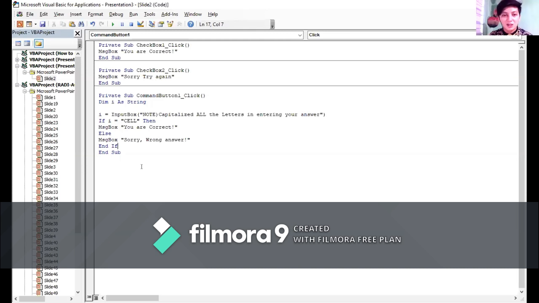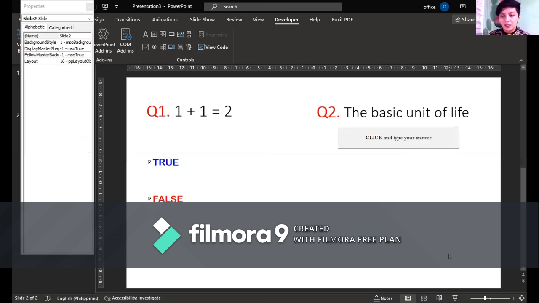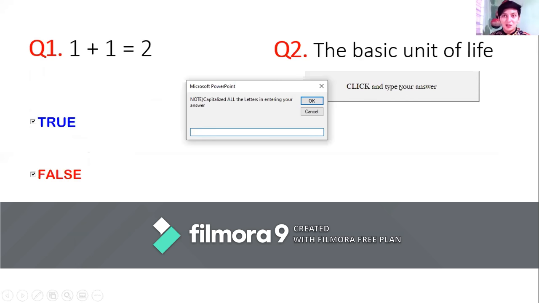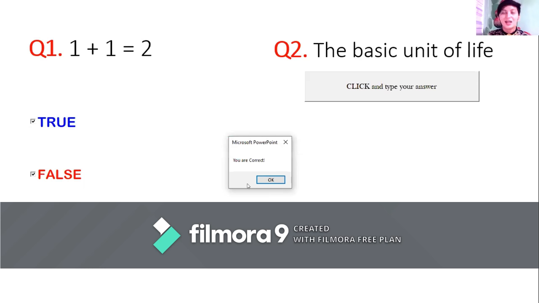Okay. So let's go back to the PowerPoint window. Here, let's press F5. So the basic unit of life, click and type your answer. So there's the prompt there. So we insert there the instruction, capitalize all the letters in entering your answer, that will notify you. And then at the bottom of it, you can type your answer. So type CELL. And then when you type CELL, click OK. And then you are correct.